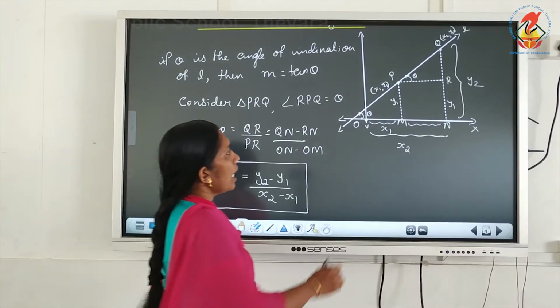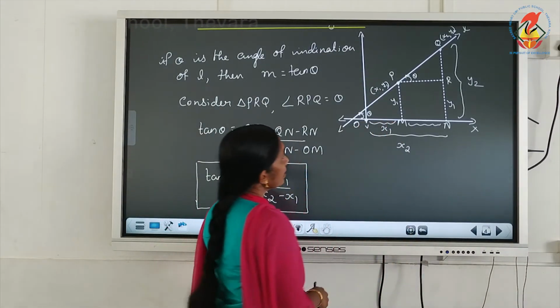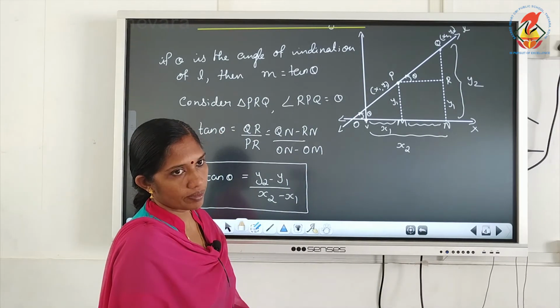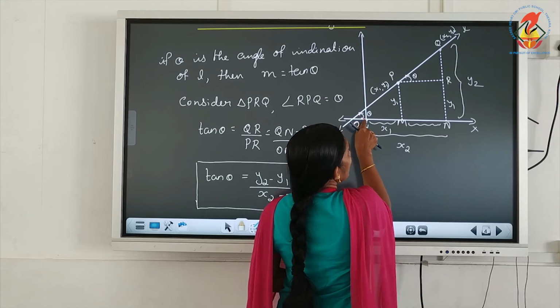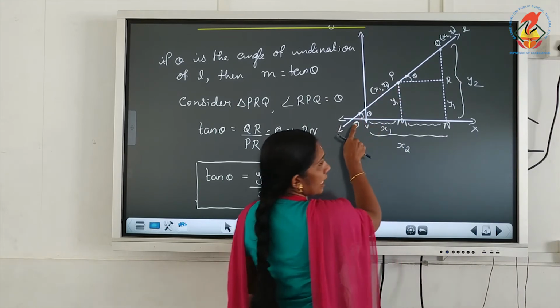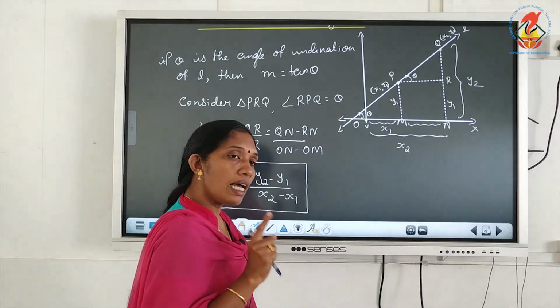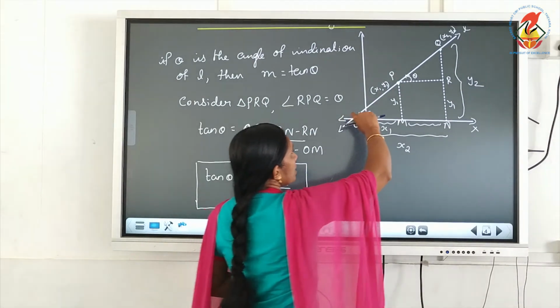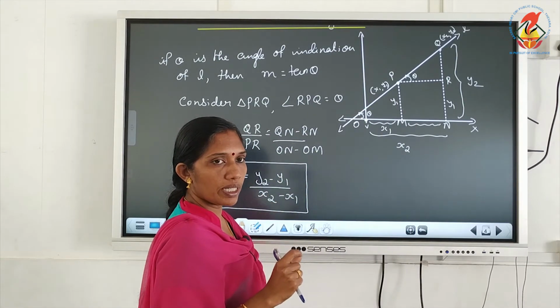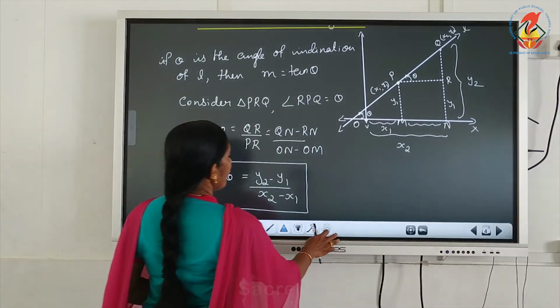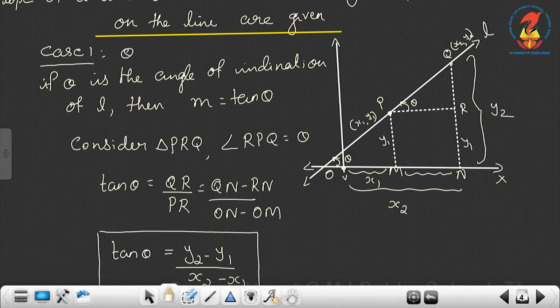And here I took this theta as an acute angle, isn't it? Here this is the line L, this is the angle of inclination, the angle made by the line with the positive direction of x-axis measured in the anti-clockwise direction. So this angle is less than 90 degrees, that is known as an acute angle. So here, case 1, theta is acute. Theta is the angle of inclination, that is acute.